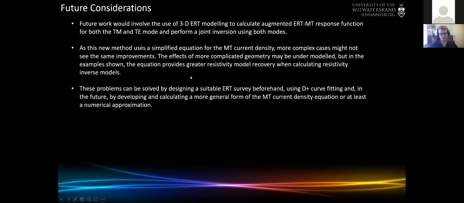A lot of these problems can really be solved with a good electrical resistivity survey design beforehand, and doing some fitting of D+ curves and calculating a more general MT current density equation. This is all future work that we would love to look at. But this was a good start in seeing how we could at least tackle this problem of conductive features in the near surface masking some resistors underneath.